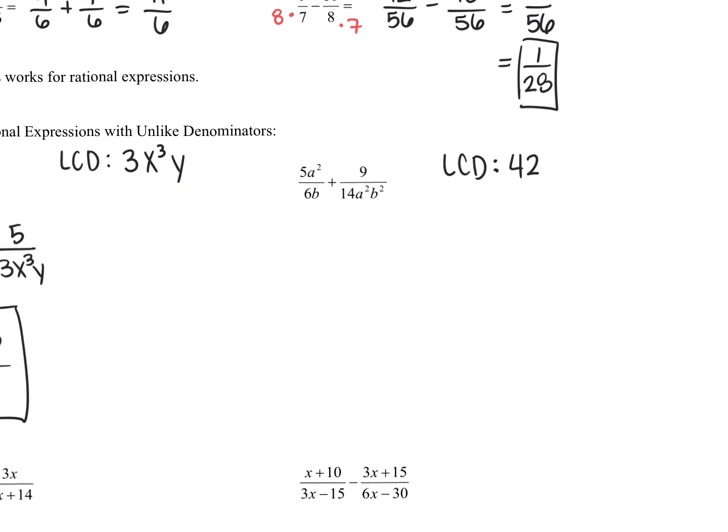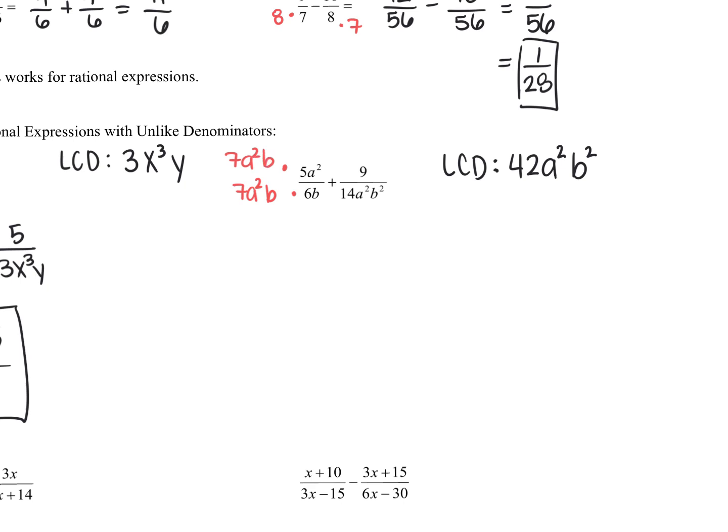If I look, my one denominator has a squared, and the other doesn't have any a's. So I do need to have a squared as part of my LCD. And I have a b and a b squared, and the higher exponent is b squared. So that has to be part of my LCD. So for my first fraction, 6b needs to become 42a squared b squared. So in order to make 6 into 42, I have to multiply it by 7. In order to get the a squared, I have to multiply by a. In order to get b squared, I need to multiply by b. So I need to multiply my numerator by that as well.